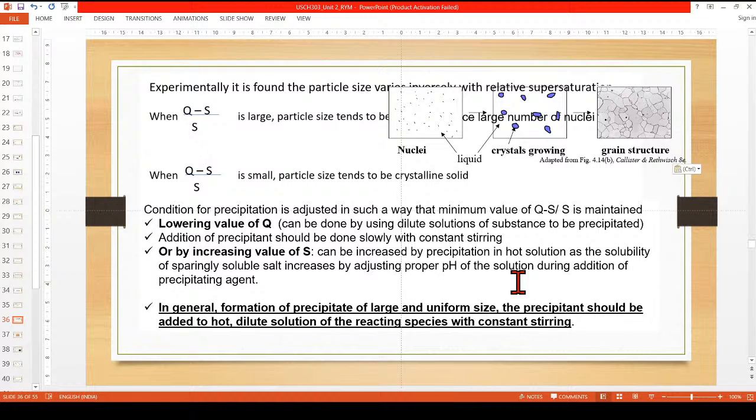Any doubt in this, how you will get a crystalline precipitate? I hope there is no doubt. You can put it in the chat box. Any problem up to this? Okay, very good. So remember this, how you will get a crystalline precipitate: lower value of Q using dilute solutions, add precipitating agent dropwise with constant stirring, and use hot solutions.